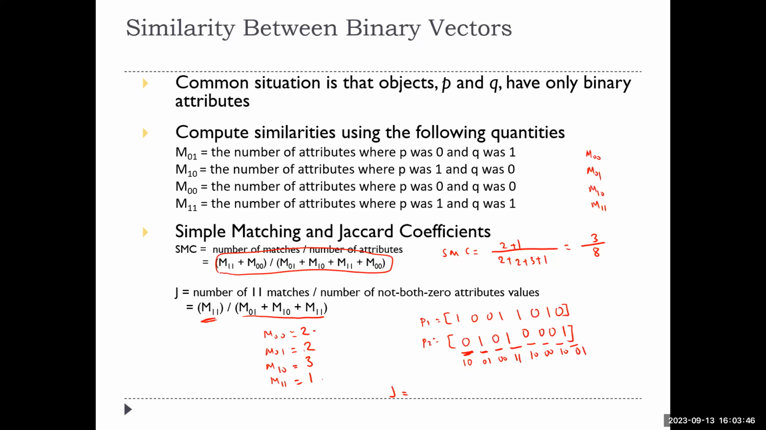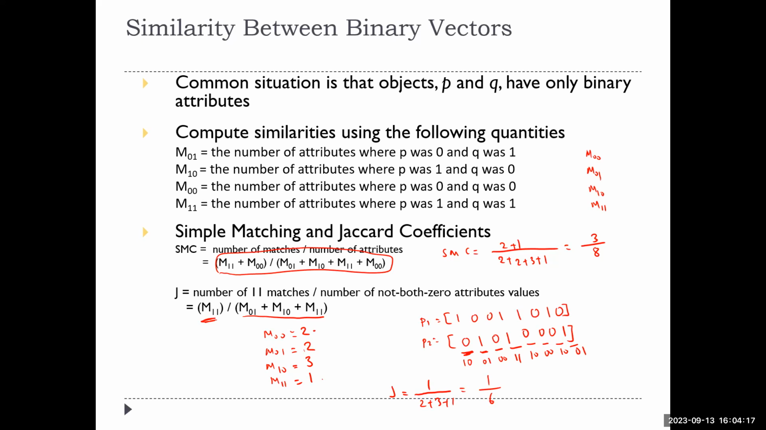So for this one, in the numerator, I am going to have M11. In the denominator, I am going to have 2 plus 3 plus 1, so 1 over 6. That's actually what matters. If one has a characteristic and the other one doesn't, then that's a difference, right? Plus, if both of them have the same property, that's also something that we should consider.